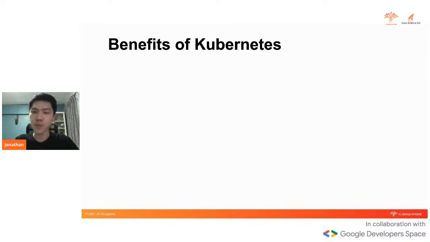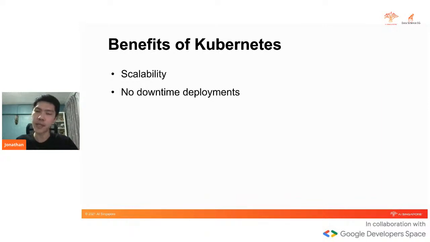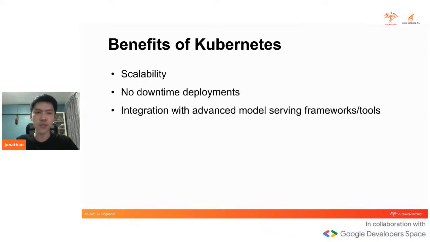Some of the benefits of Kubernetes is that we are able to easily scale the deployments if needed. Also, there is no downtime during deployments if properly configured. And if we want to use a more advanced model serving framework, they typically have integration with Kubernetes clusters. Things such as Seldon, KF serving, Rayserve, they're all model serving options that can handle much higher loads. But for our current demand and load, Flask together with Kubernetes is sufficient.